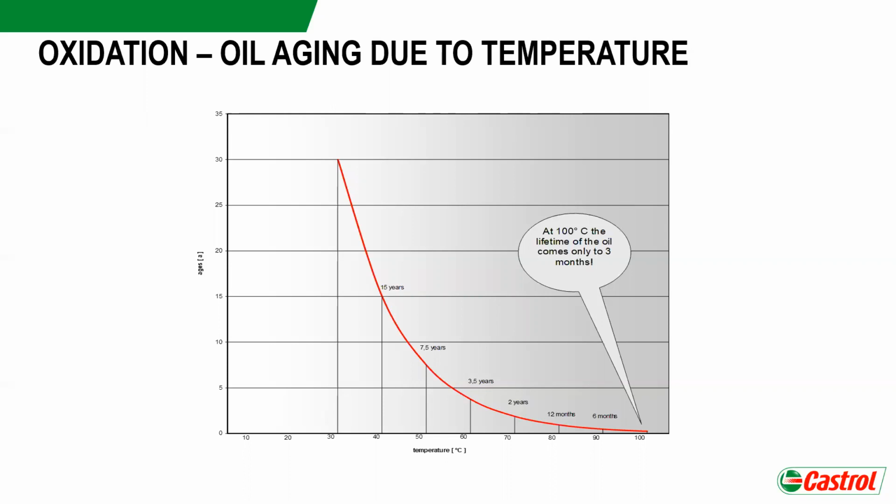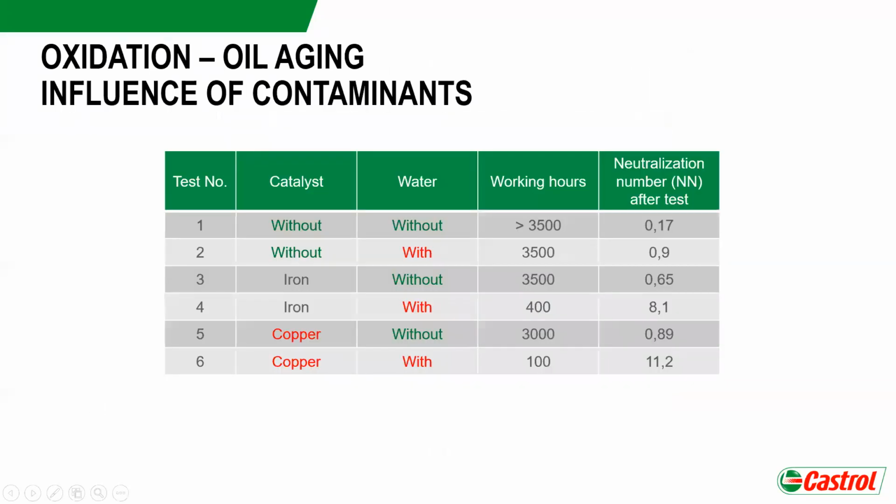But not only temperature has an influence on oil aging. On the next slide, we will see that contaminants like water or particles of iron or copper, which can be wear particles for example, will influence the oil aging very strongly.